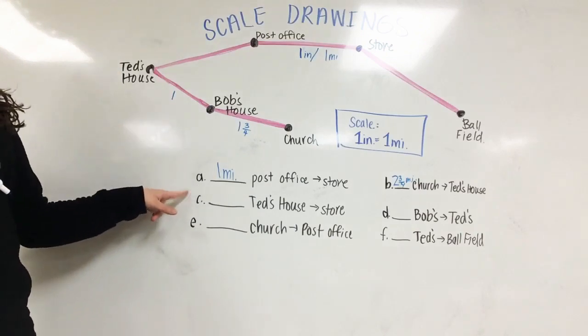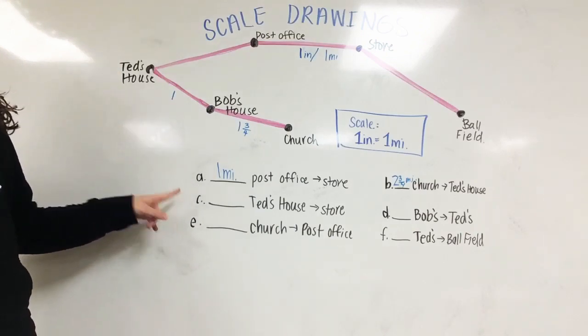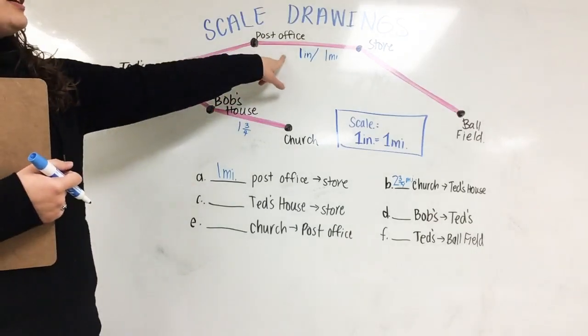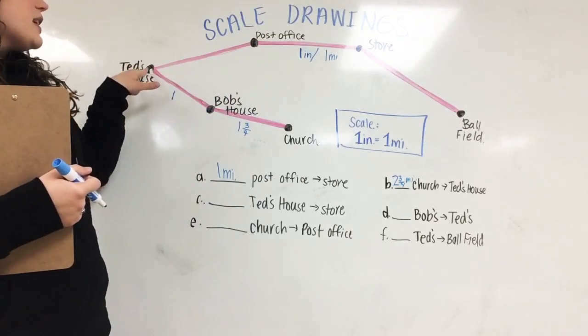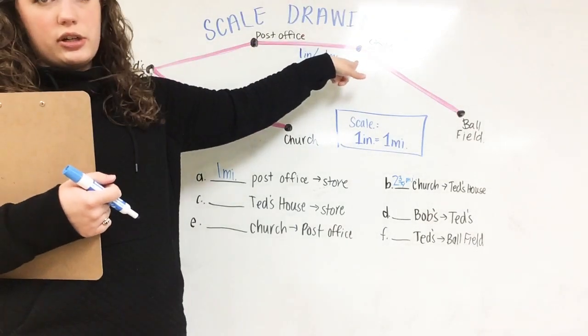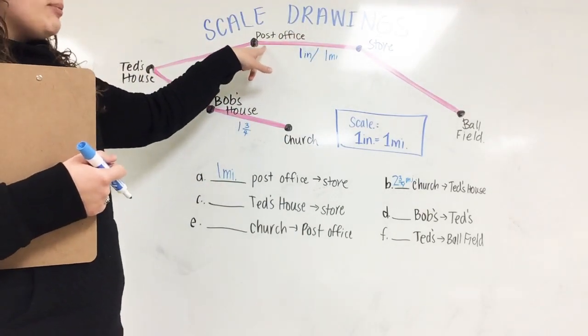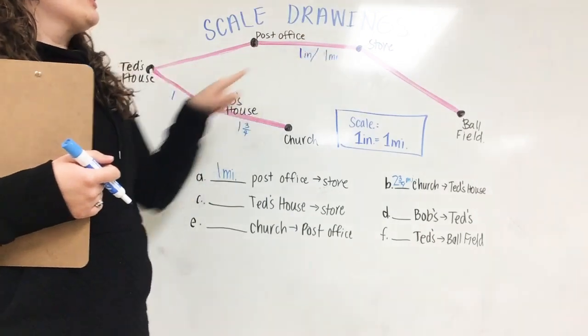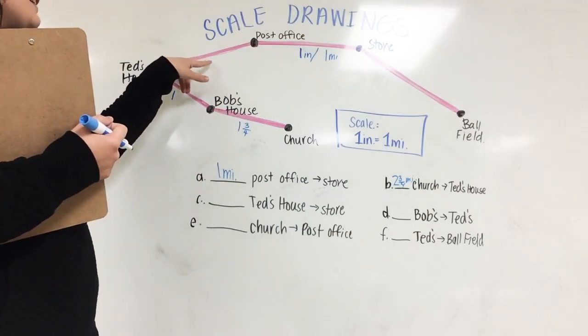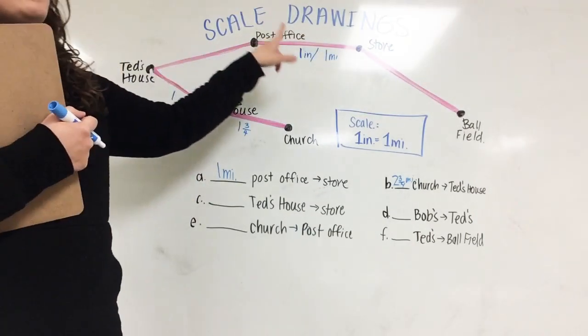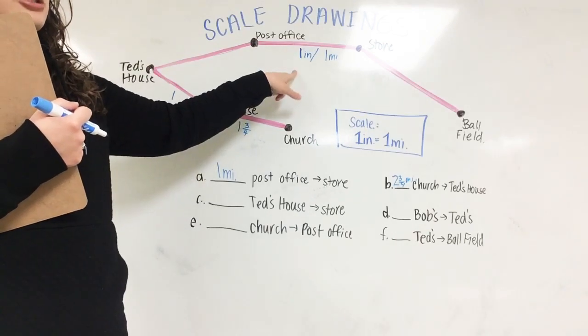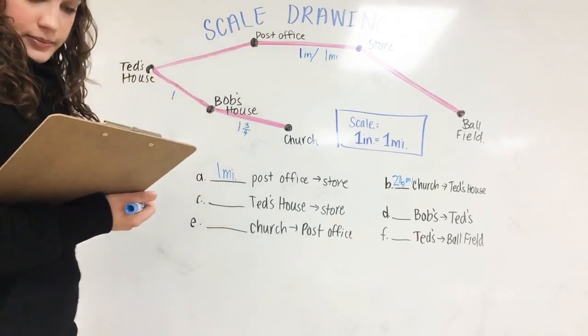Okay, let's jump down to letter C, from Ted's house to the store. So we already know that we have to go from Ted's house here to the post office and then to the store because you have to follow the line. So we already know that it's 1 mile or 1 inch, 1 mile from post office to the store. So we can just measure from Ted's house to the post office and then add that 1 without having to measure twice. Work smarter, not harder.